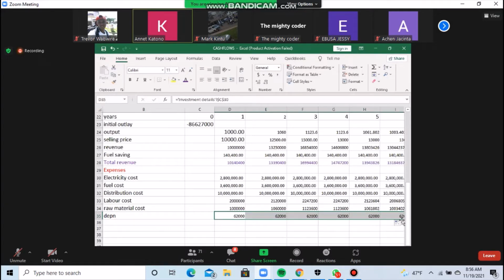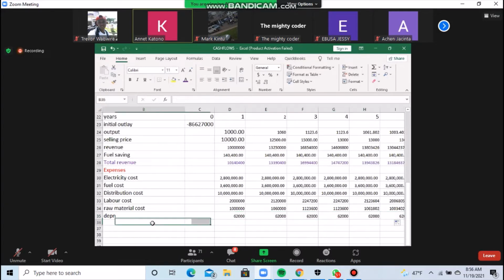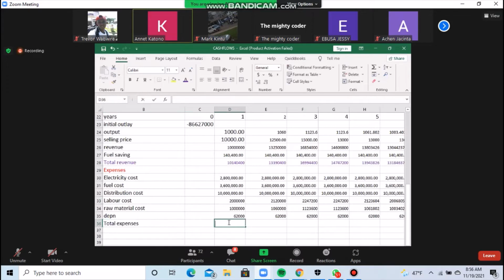So we don't have any other expense. So I'm just going to get my total expenses here. Equal sign, and I sum up all those expenses. Close your brackets, enter, and you auto fill.